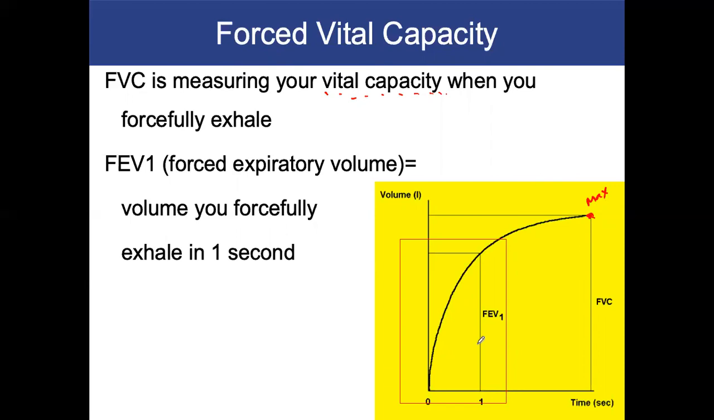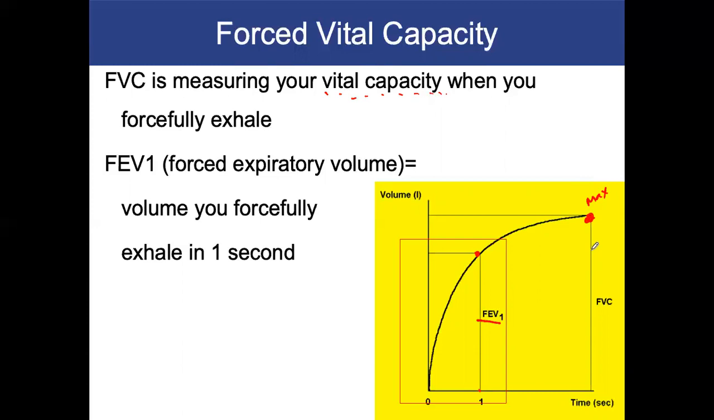What are we interested in? We're interested in how much air you blew out in 1 second, which is forced expiratory volume at 1 second, right? Because this is at 1 second, versus your forced vital capacity, right? And we're interested in this compared to predicted, okay?